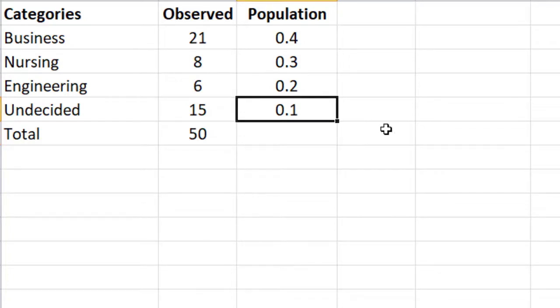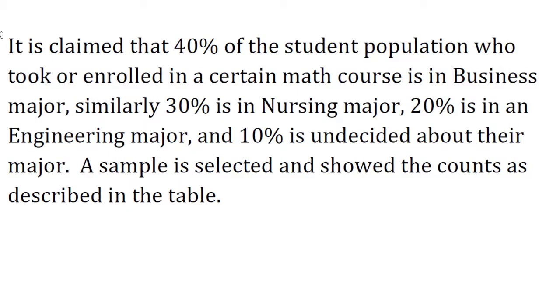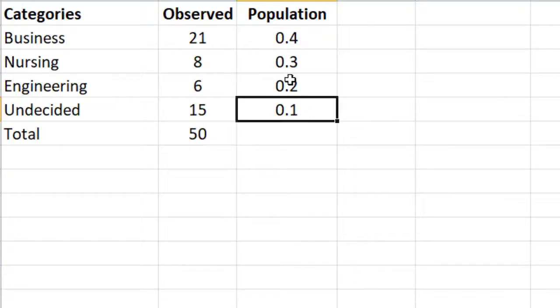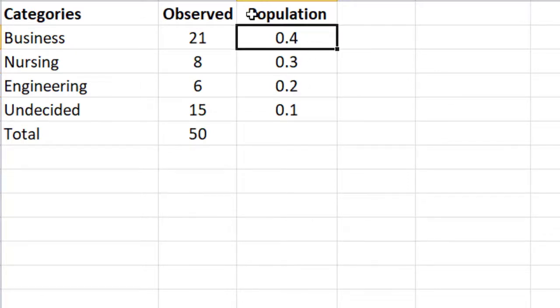And so now here's what to understand further about this problem, about this claim right here. It is claimed that 40% is in business major, 30% is in nursing, 20% is in an engineering major, and 10% is undecided. So the way it is, it is really one claim that claims the truthfulness of all of these claimed proportions. In the role of this table, this column here under the label population lists all of the population proportions.